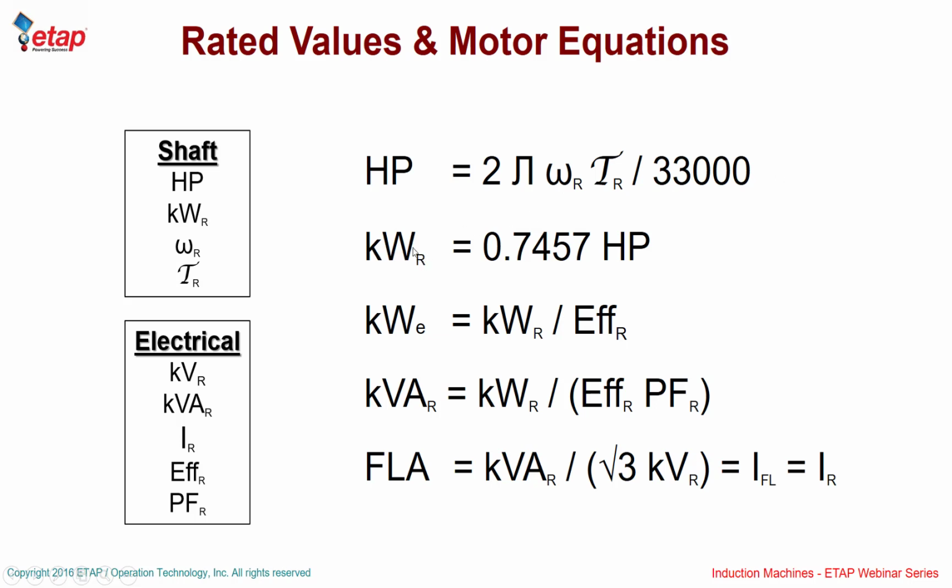Rated kVA, and the shaft power again, is 0.7456 times horsepower. Electrical power is the mechanical power divided by efficiency. Rated kVA is rated kilowatt divided by efficiency and power factor. And full load amp is rated kVA divided by square root of 3 times kV rated, because the kV rated is line-to-line voltage. We refer to this as full load current or rated current.